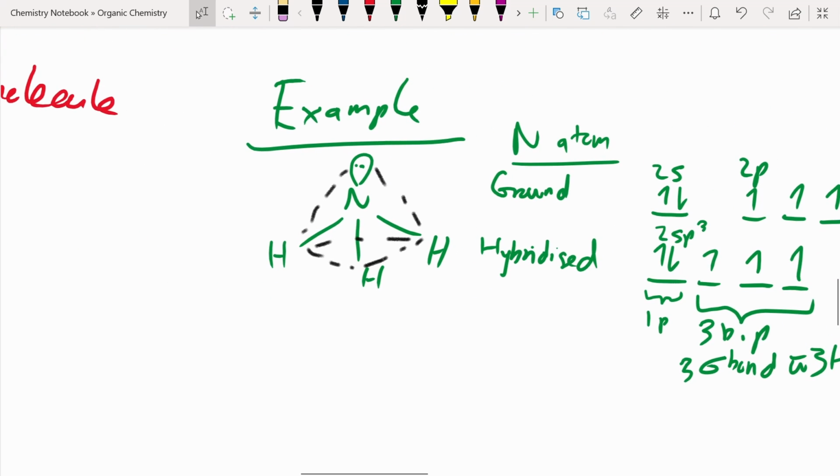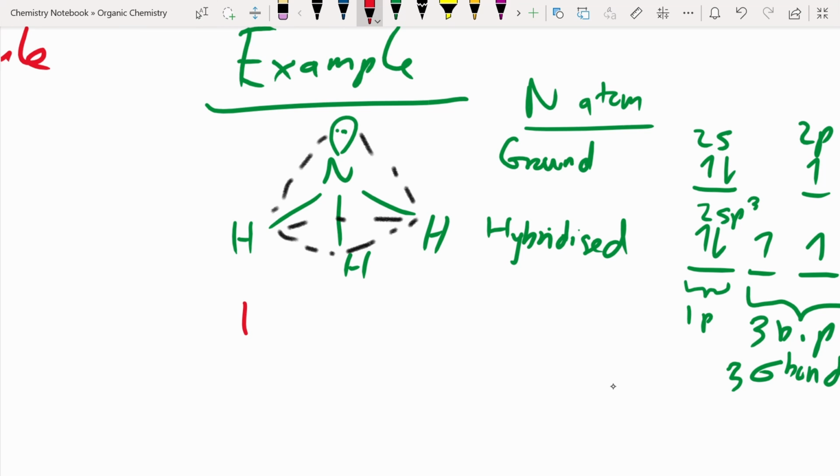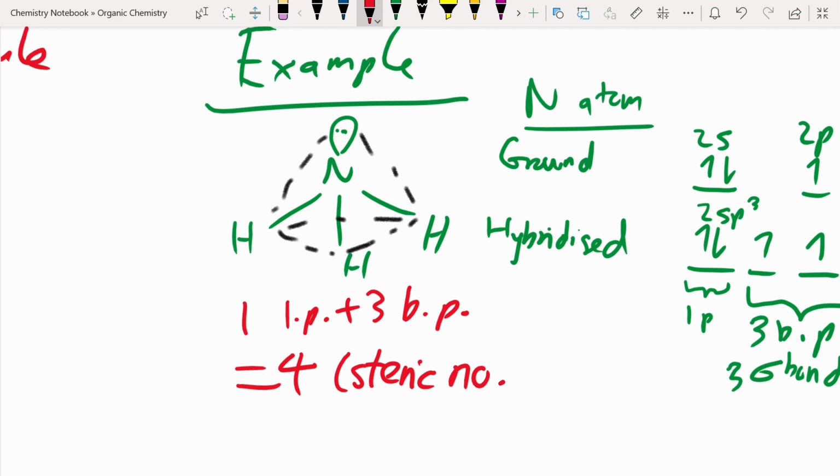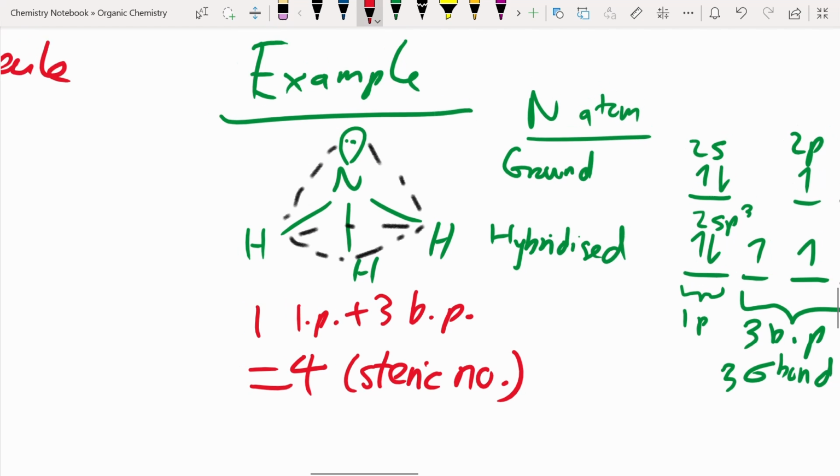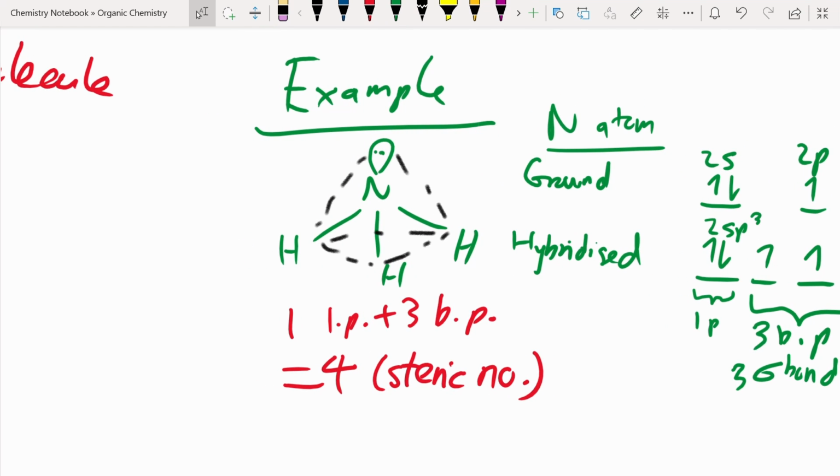Another thing, since there's one lone pair plus 3 bond pairs, which gives you 4, this is the steric number. That's how you derive the steric number. And you can see all the hydrogen orbitals that they use to form the sigma bonds with the nitrogen are 1s orbitals, so they do not hybridize.